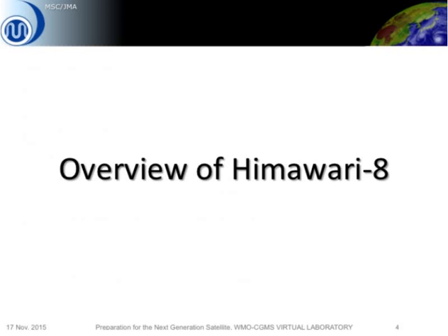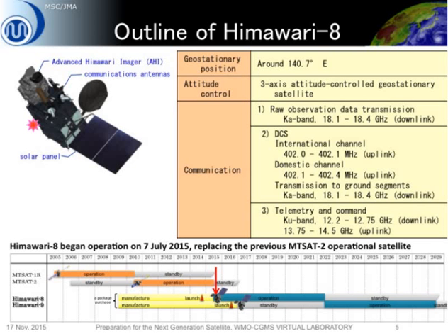Now, I start to talk about overview of Himawari 8. The left top picture is outside drawing of Himawari 8. Himawari 8 is characterized by its optical imager called AHI. AHI stands for Advanced Himawari Imager. The great improvement of the observational function is brought by this optical imager.